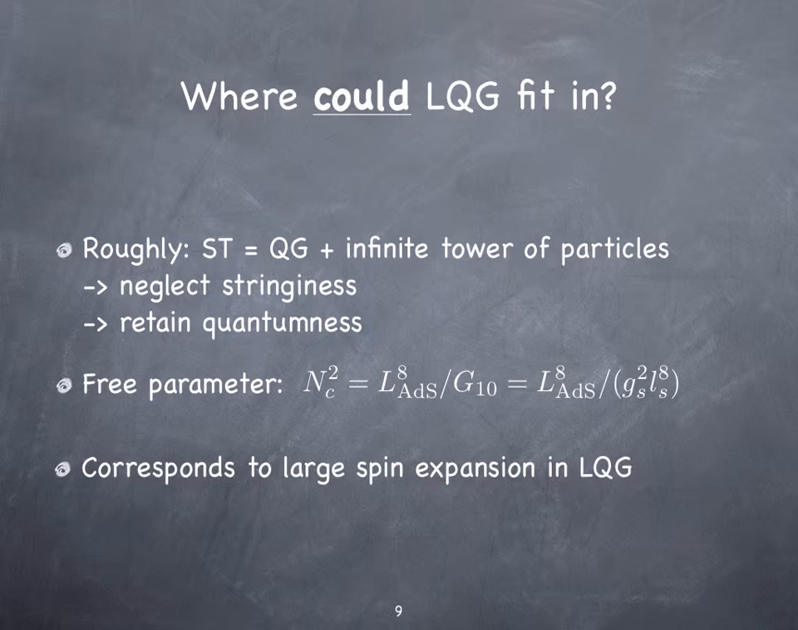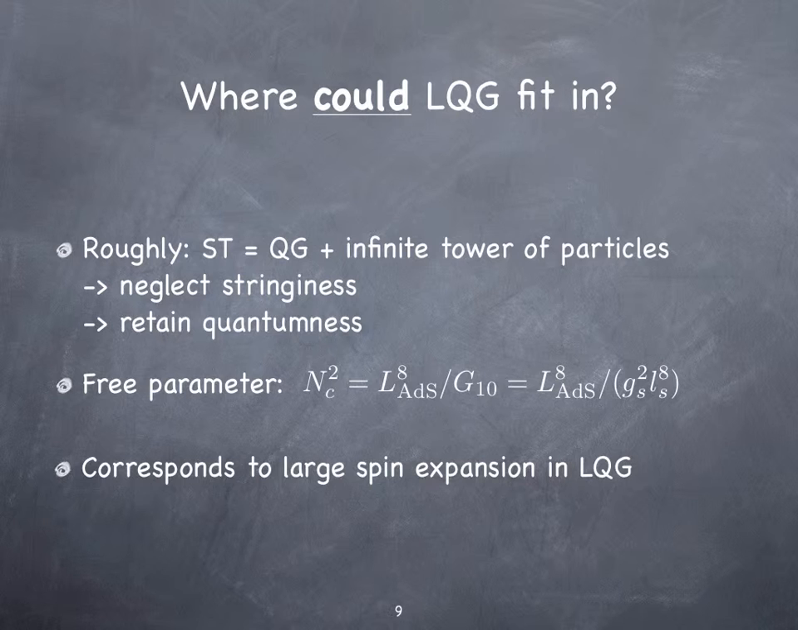This would be exactly computing the codimension 2 area in space-time, and this is what you find by this L^8 over G10. So if you take some fixed graph state in loop quantum gravity and perform an expansion in large spin, this would actually correspond to this expansion in N_C squared. So the naive, heuristic statement here is that the expansion people do in loop quantum gravity to arrive at a classical limit would correspond to this 1 over N_C expansion in the dual gauge theory.